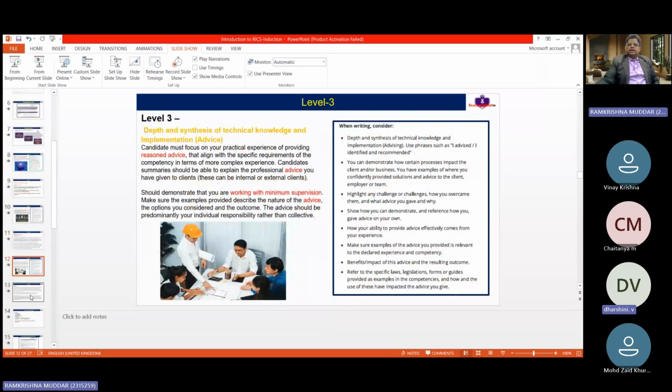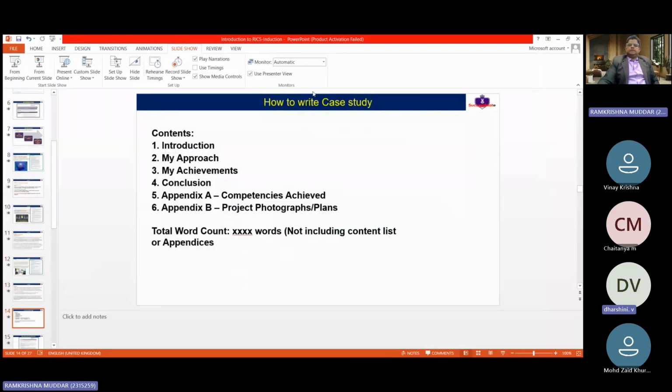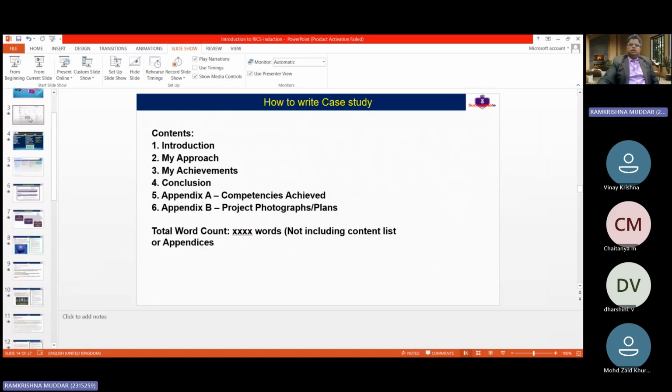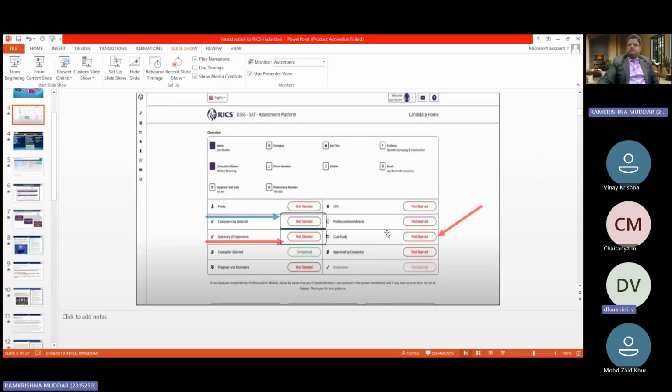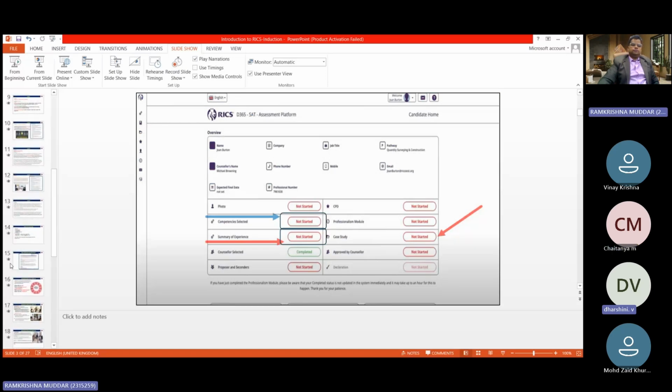Now the second part is the case study. If you go through this slide, in the portal which I showed you, there is something called case study. When we click here, it will open one portal where we have to upload a 3,000 word case study. This is what we are going to go through now.